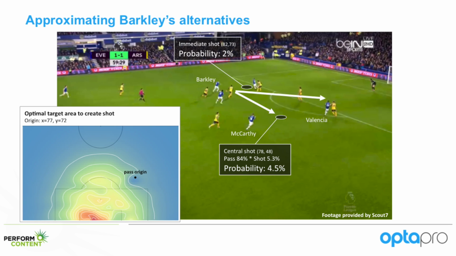Or try and hit Valencia. Much more difficult pass, less than 1 in 3 of achieving that pass. But the shot percent is way higher, 14%, if you do manage to complete it. And it actually comes out kind of much of a muchness, those two options.